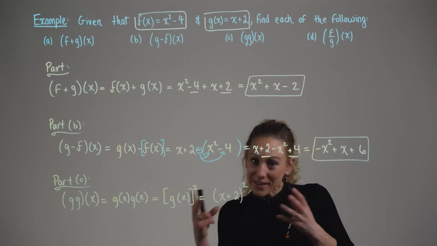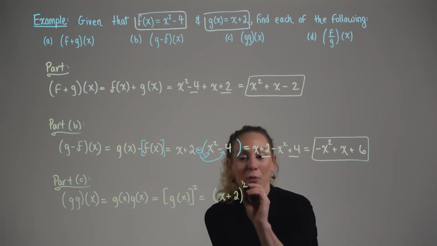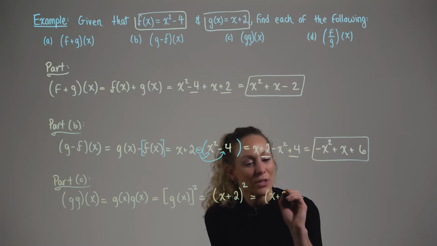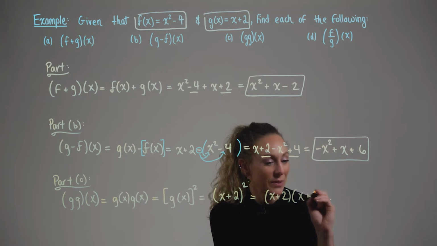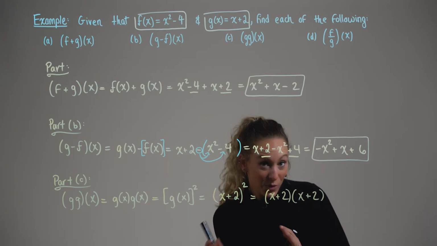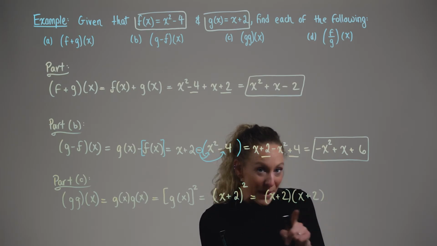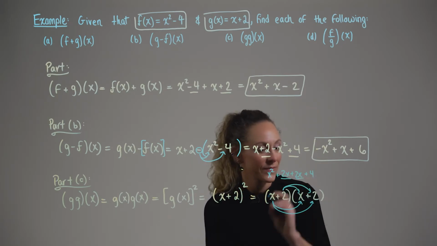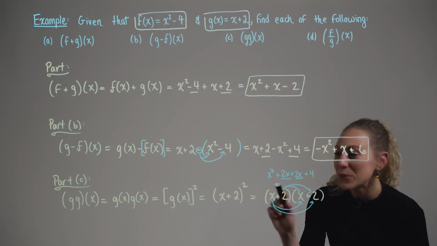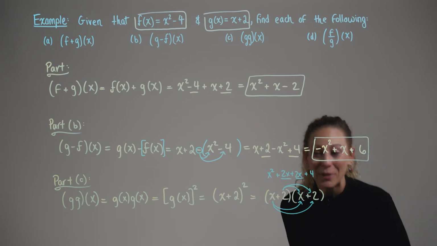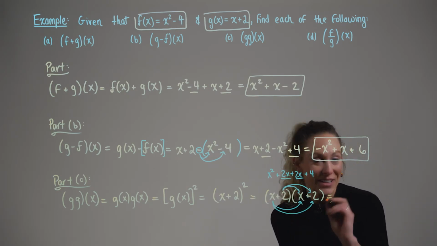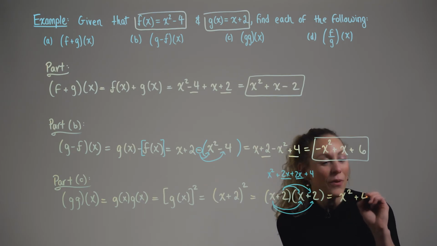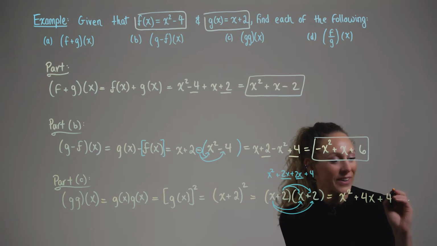Now, if we wanted to expand this binomial out, because we have the square, we know we can rewrite this as x plus 2 times x plus 2. And we'll use our FOIL method here to expand this binomial product. So notice we have our 2 intermediate terms that are like terms, so we can combine those together in our final answer of x squared plus 4x plus 4.